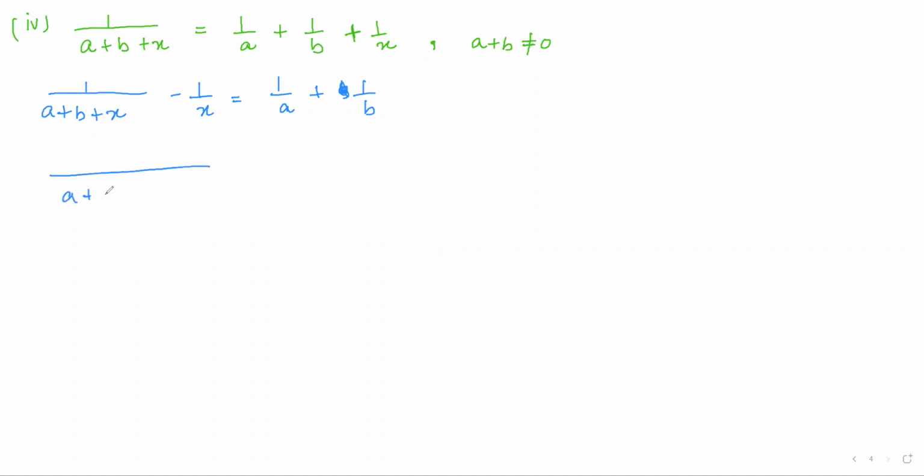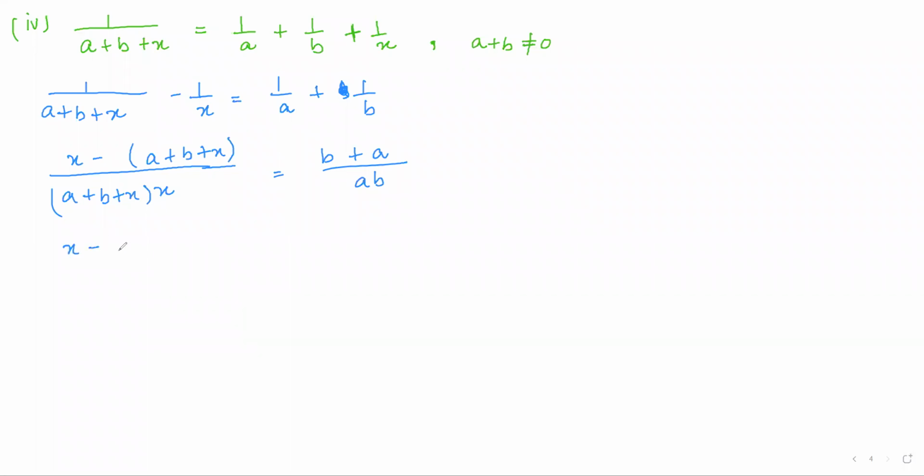So a plus b plus x into x, right? And here I get x minus, and then this bracket a plus b plus x. Always use bracket. Here LCM is ab. So a into 1 and you get b plus a. Is this step clear, everyone? Yes. Okay. Now you open the bracket.